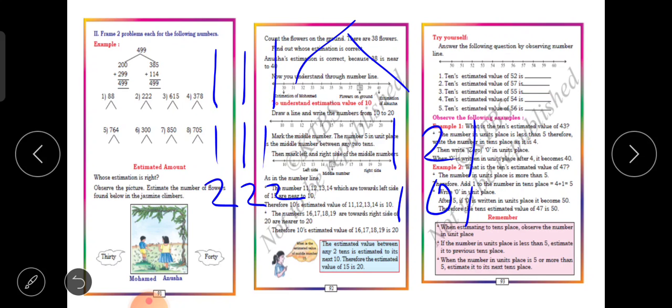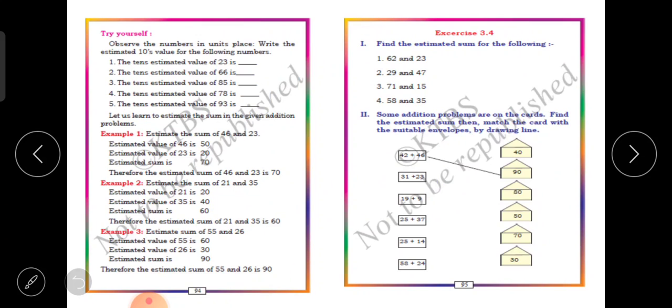So when estimating numbers to the tens place, observe the number in the units place. If the number in the units place is less than 5, estimate it to the previous tens place. When the number in the units place is 5 or more than 5, estimate it to the next tens place. Okay, so you can do this. I think you will finish it fast.